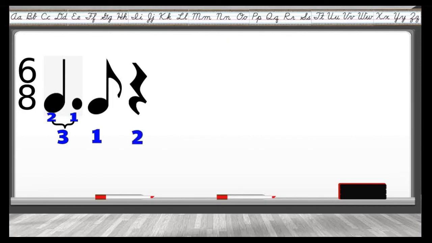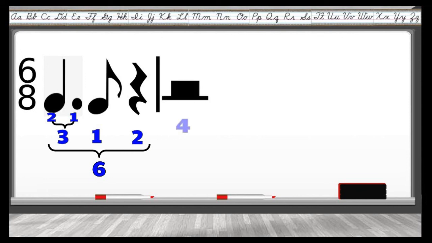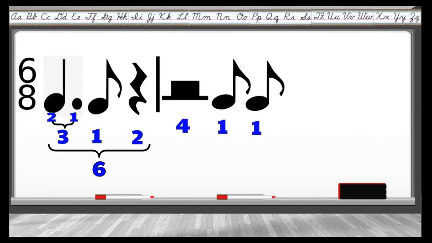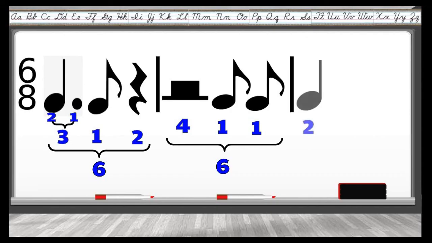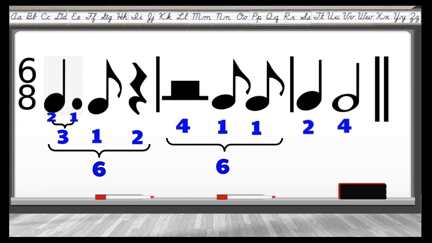Let's insert a bar line for the next measure. Let's have a half rest, which has 4 beats, and 2 eighth notes to make 6 beats. Again, a bar line has to be inserted. For the last measure, let's have a quarter note and a half note to make 6 beats. We now have our second rhythmic pattern in 6/8 time signature.